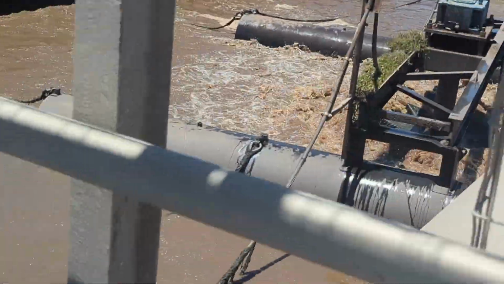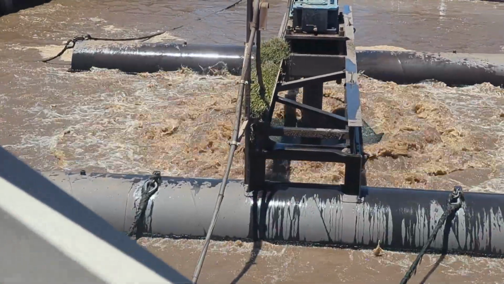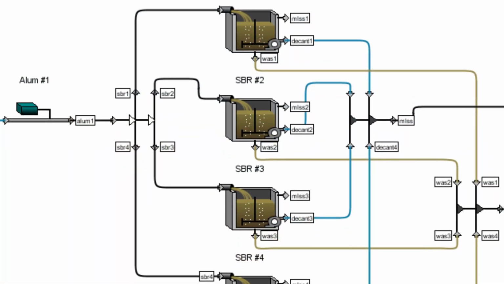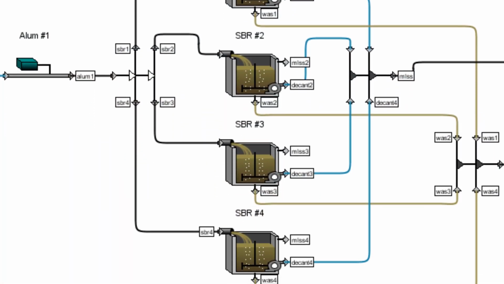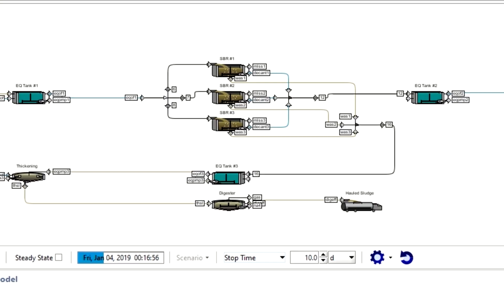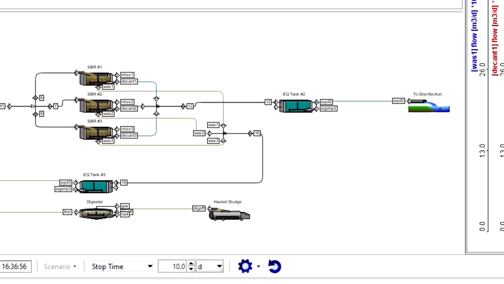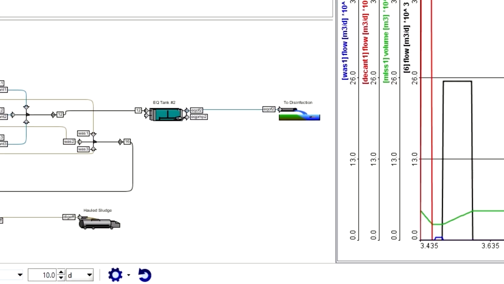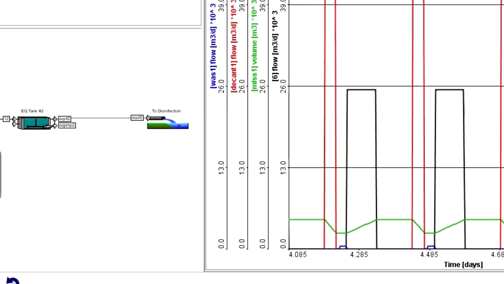Hello, in this video, we're going to delve into the simulation of a wastewater treatment system that has gained a lot of popularity: sequencing batch reactors, or SBRs. Batch systems like SBRs are a very efficient technology.